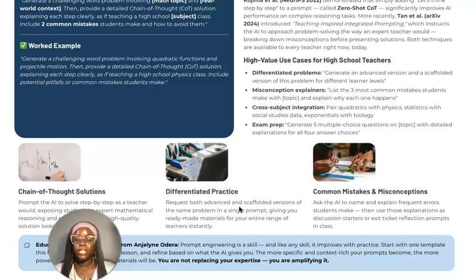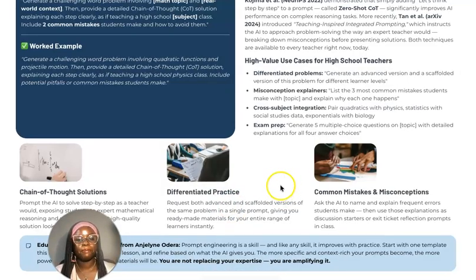So what AI is doing is basically, it's not replacing your expertise. You're still the professional in the room. Please use your professional judgment when you're using AI tools, and let AI amplify your practice and give you more time.